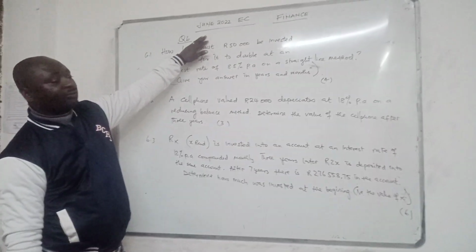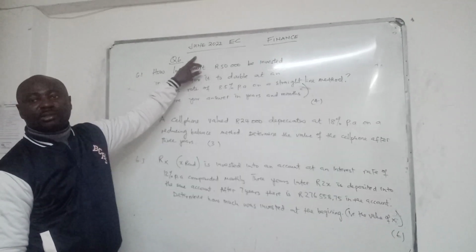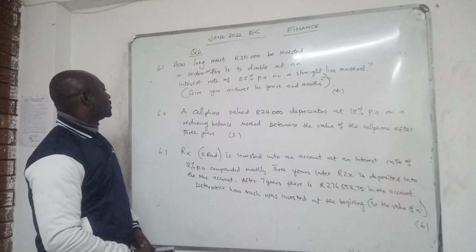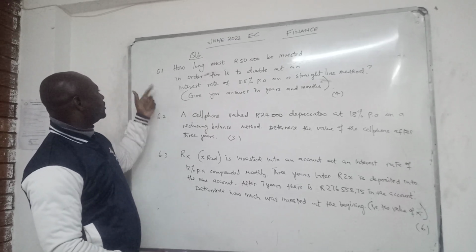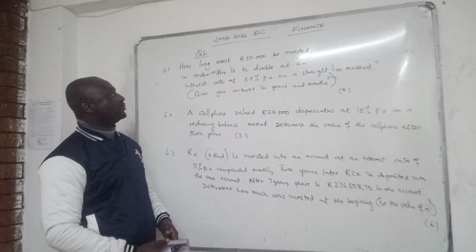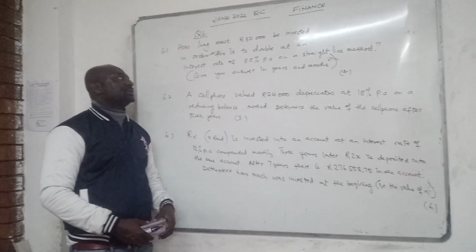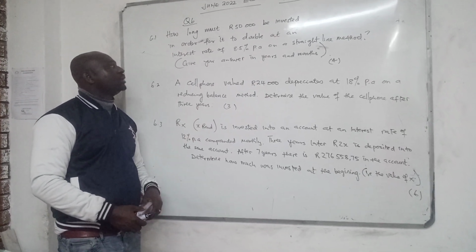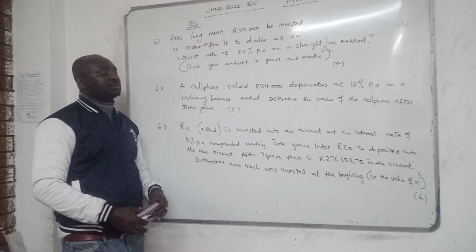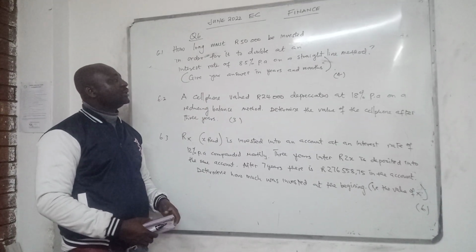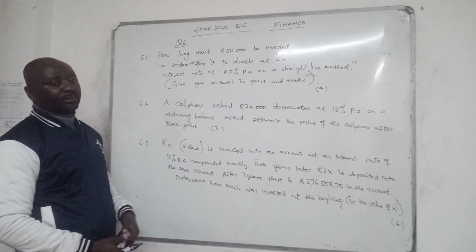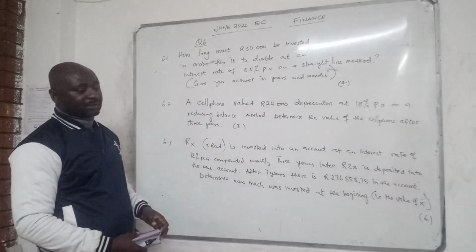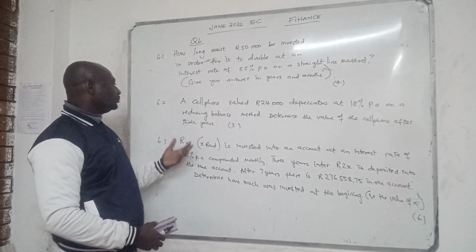Today we're going to look at finance, June 2022, Eastern Cape, paper 1. Question number 6. 6.1 says, how long must 50,000 rand be invested in order for it to be doubled at an interest rate of 8.5% per annum on a straight line method? Give your answer in years and also in months.